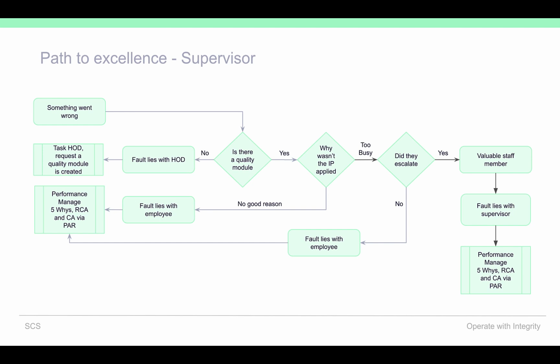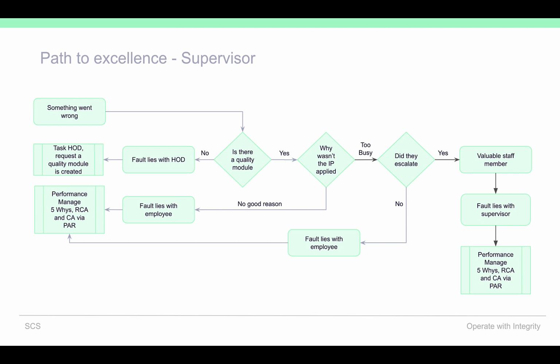Well, then the next question is, why wasn't the IP applied? And we have looked at this and we've got to the point of now thinking that there's only ever 2 reasons. The first reason is there's no good reason. Someone was lazy, they couldn't be bothered, whatever. Now, if that's the case, the fault lies with the employee. The supervisor's responsibility at that stage is to drop straight into performance management. Use the 5 whys, do the root cause analysis and corrective actions, and put it all through the PAR.